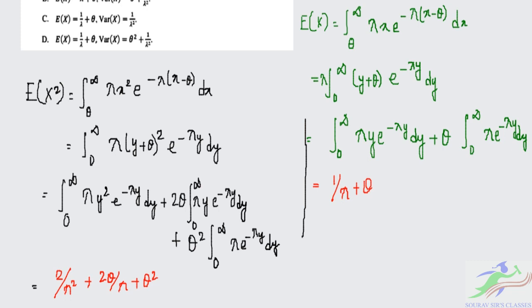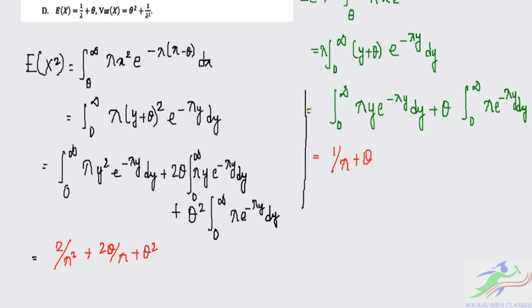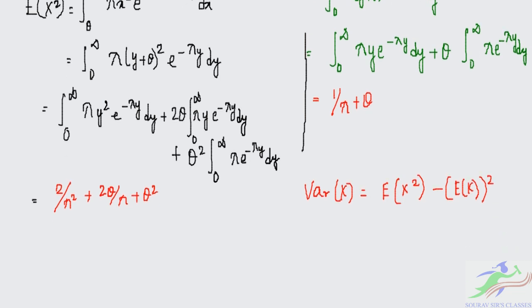Now we have to find the variance. So from here you can simply find the variance of x. It is going to be the mean of x square minus the mean of x, whole square. Now I put the values simply. This is 2 by lambda square plus 2 theta by lambda plus theta square, minus theta plus 1 by lambda, whole square. Now if you simplify this, many terms will cancel, and the only term left is 1 by lambda square. Okay, 2 by lambda square minus 1 by lambda square, so this is 1 by lambda square. So that is the final answer.